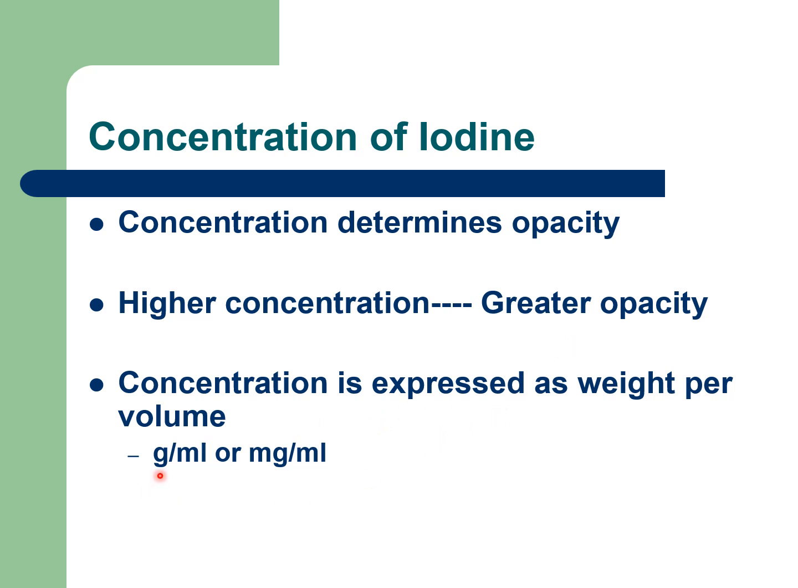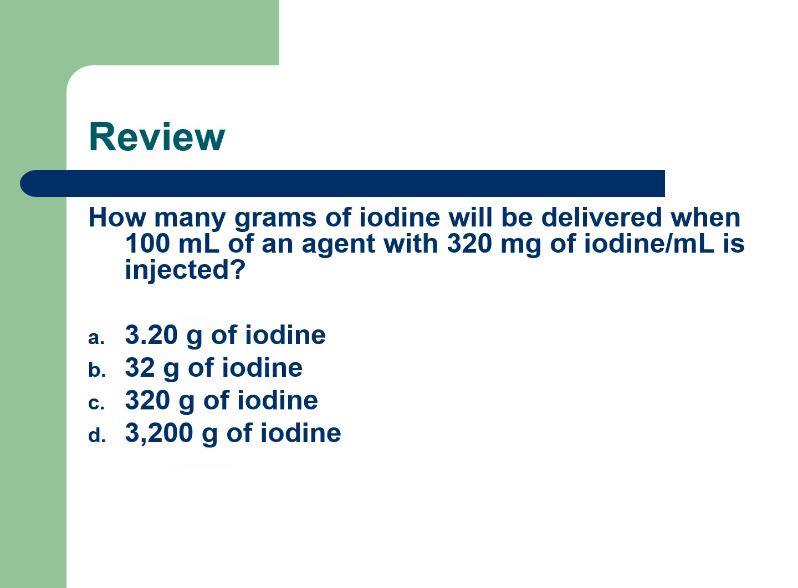How many grams or milligrams of iodine are in how many milliliters? It's almost always expressed in milligrams: how many milligrams per milliliter, or how many grams. So it's the amount, the weight, per volume. The grams are a weight and the mL is volume.